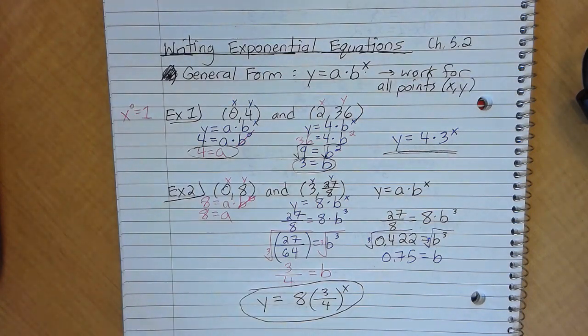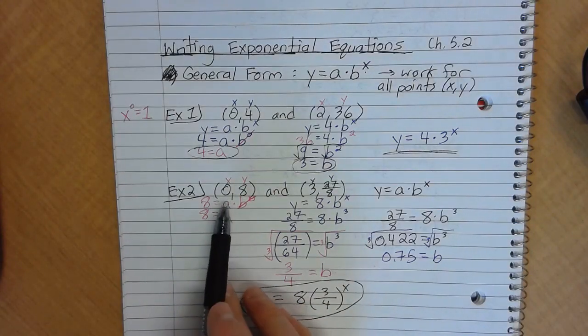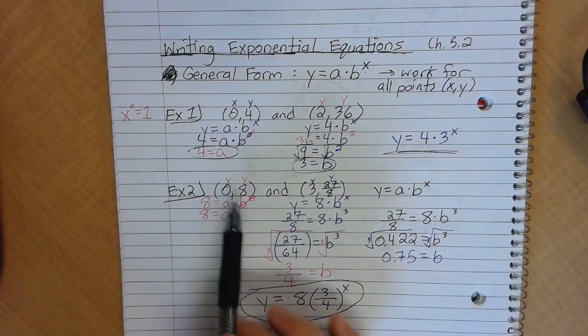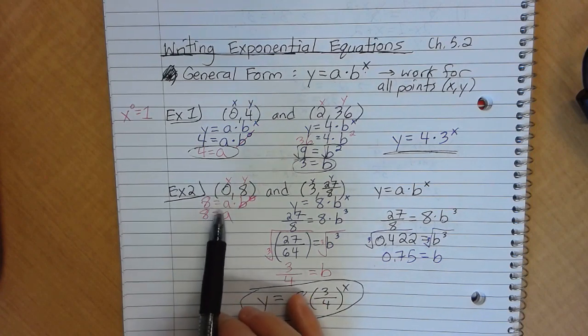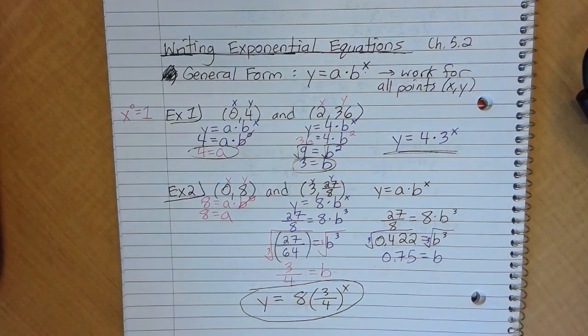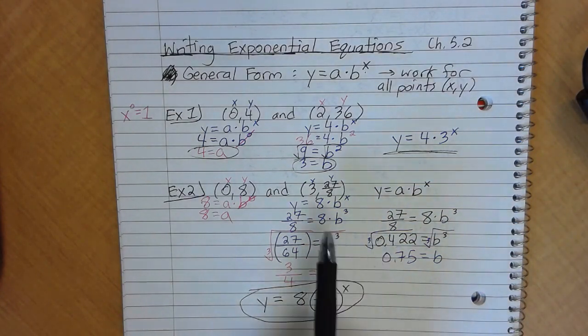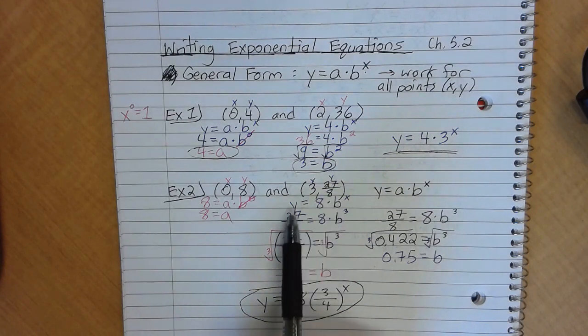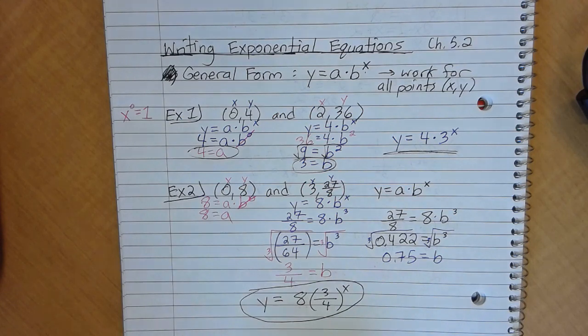Now, example 2 is a little bit of a step up from there, but generally the same steps. In fact, the first half of the problem is exactly the same. I have (0, 8), put the 0 in for x, 8 in for y, 8 is equal to a. That b to the 0 is just going away. For part 2 of the problem, I'm putting 27/8 into y and 3 into x. So that's a little bit different.